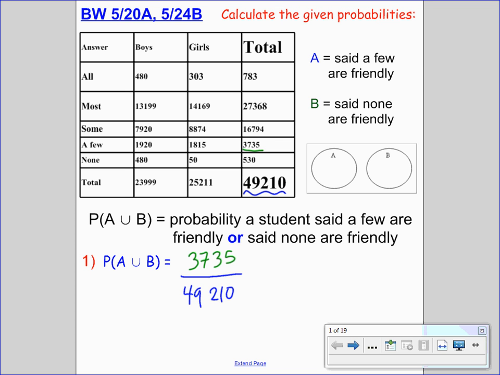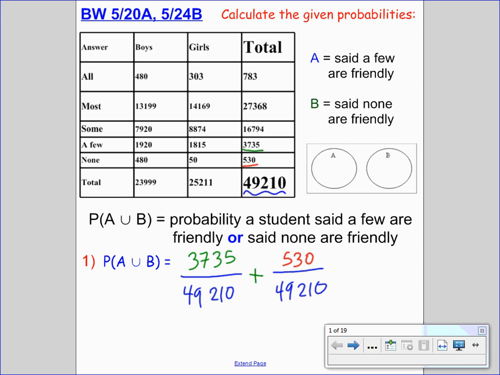Or said none are friendly. So how many said none are friendly? Well, we've got to go find a different number. Now we're looking for none are friendly, so that's going to be 530 respondents who said that none are friendly. So that would be 530, and that's still out of my total 49,210.